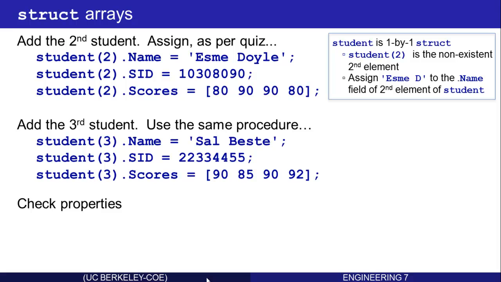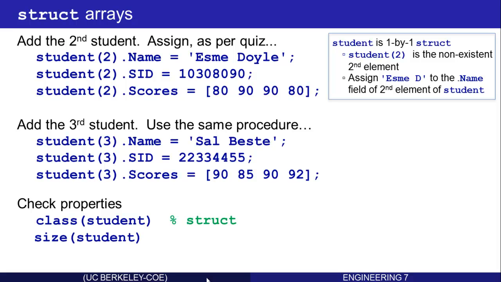At this point, let's verify the properties. The class of student is struct. The size of student is 1-by-3. And the number of elements in student is, of course, 3. Remember that size and number of elements refer to the object student, but not to the contents of its fields.